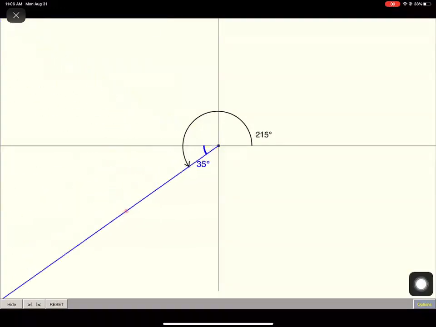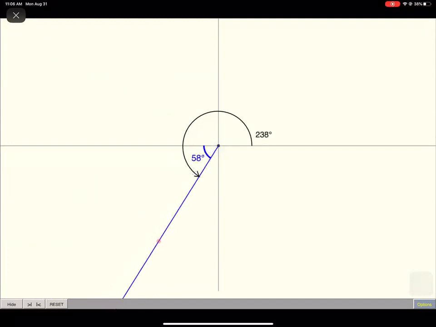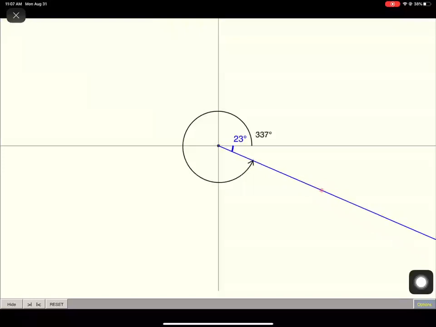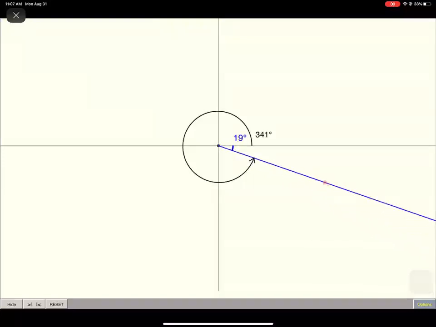Keep on going. If I go to quadrant 3, let's go to 240 degrees like we did before. And our reference angle is going to be 60 degrees, right? That's what's left. And let's do one more. If I pick 330 degrees, like we mentioned before, our reference angle is 30 degrees.